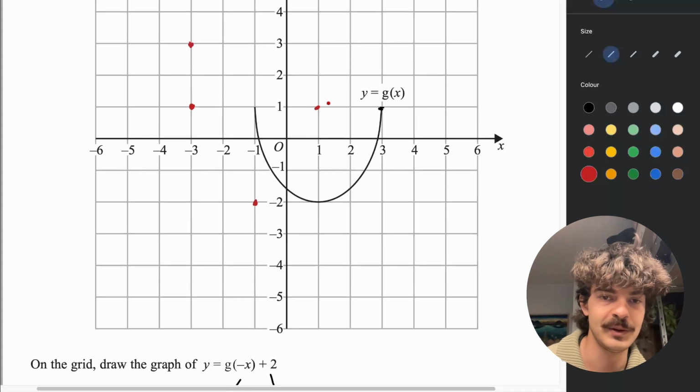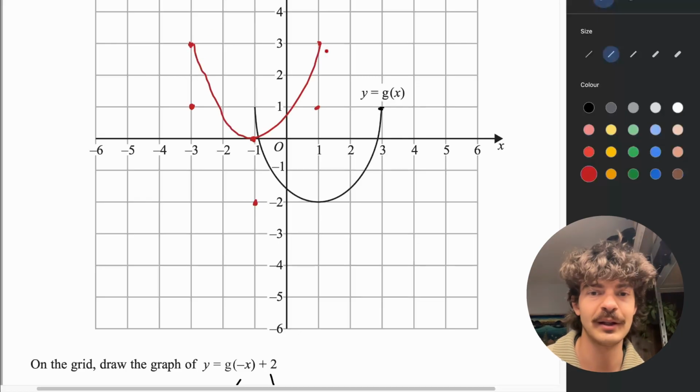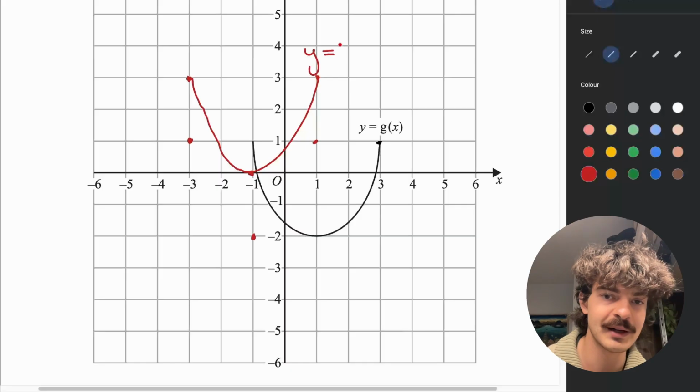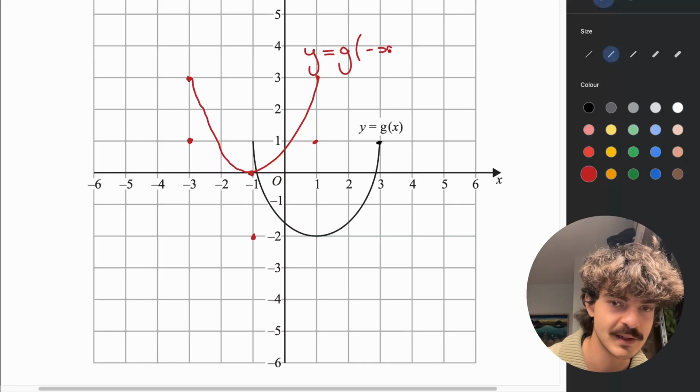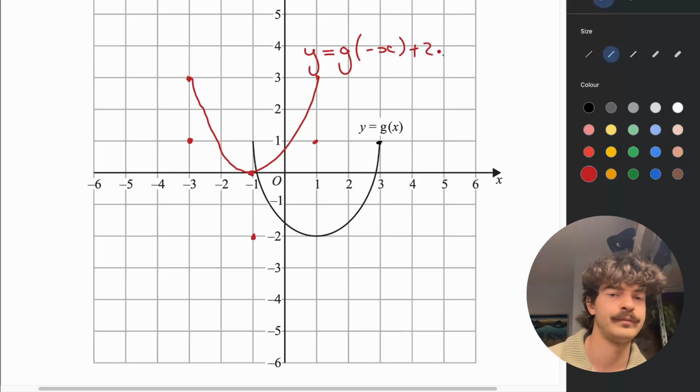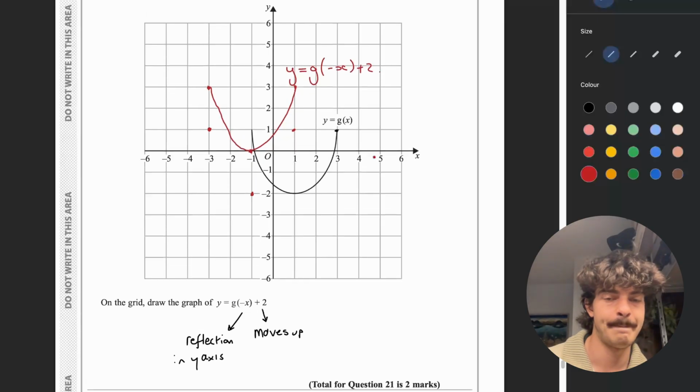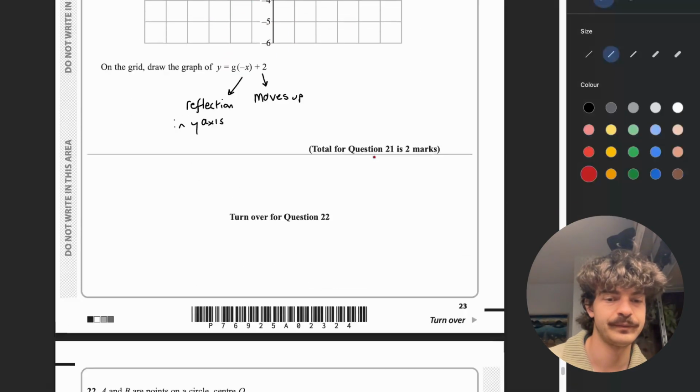And we're going to have to move all of these up too. So that one's moved up 2. That one's moved up 2. This one is moved up 2. And we've got our final curve happening here. And if we're being really clear, we'd say this is y equals g of minus x, plus 2. Nice.